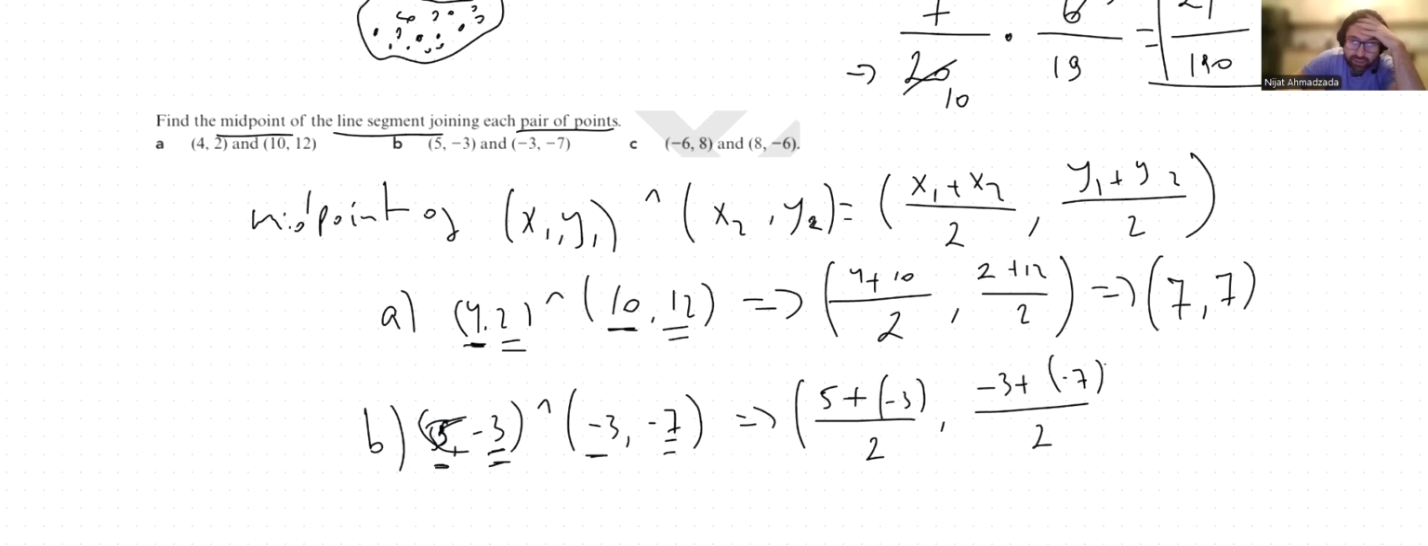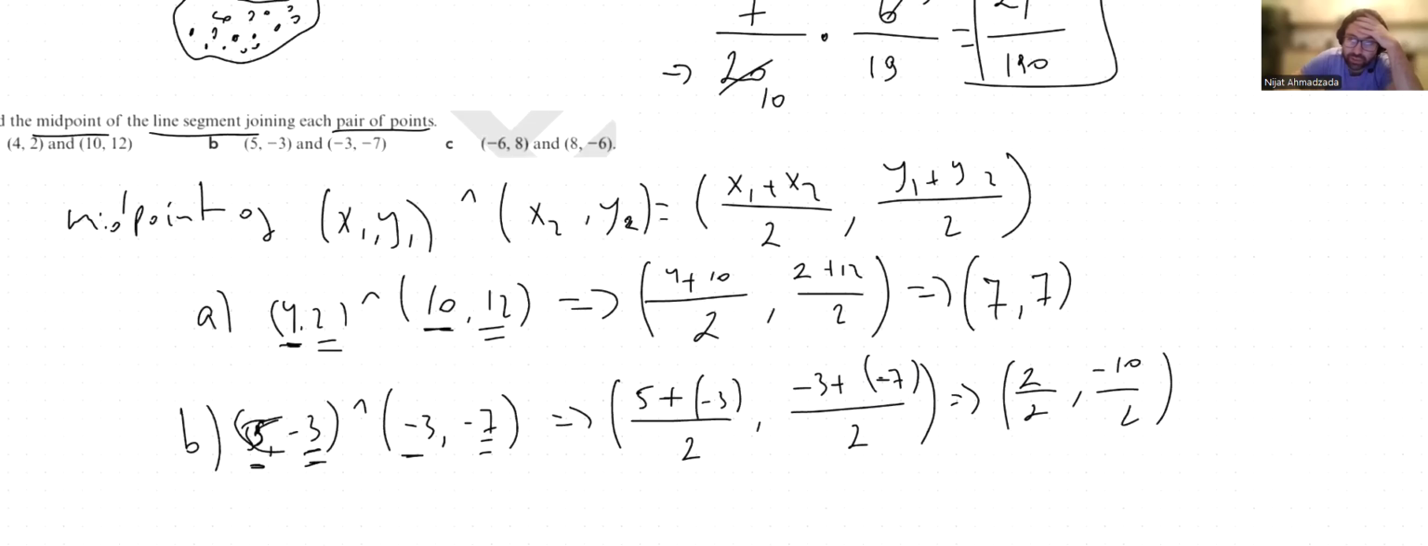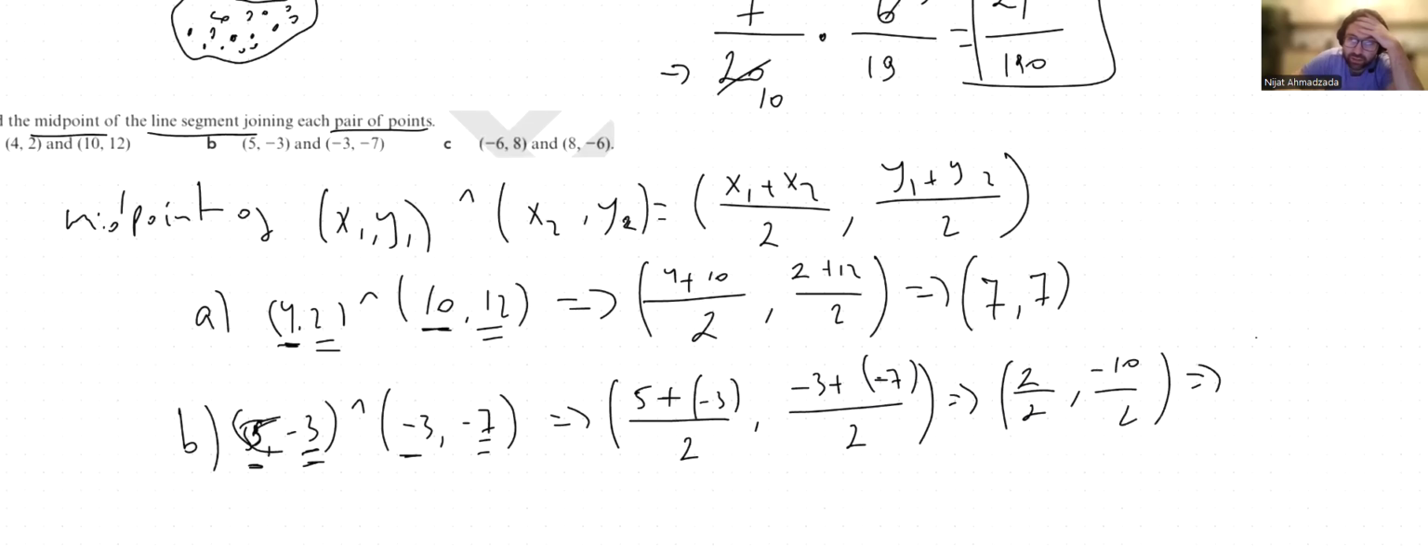So what is the answer? Let me check it out. The answer will be 5 plus negative 3 is 2 over 2. Negative 3 plus negative 7, negative 10 over 2. So the answer will be what? 2 over 2 is 1. Negative 10 over 2 will be negative 5. So 1, negative 5 will be the answer for part B.